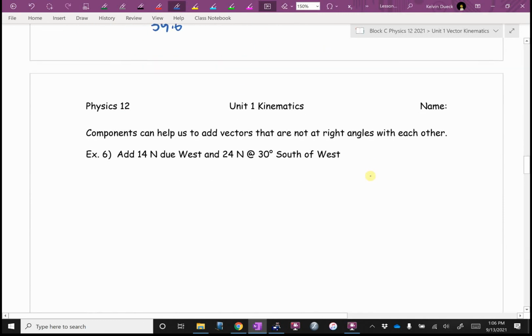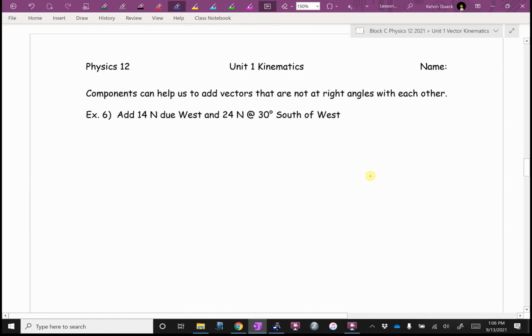Yes. Example 6. I like example 6 and I don't. First of all, it says this. Components can help us add vectors that are not at right angles with each other. It wants us to add 14 newtons due west. I'm going to do a compass rose. To 24 newtons at 30 degrees north of west.